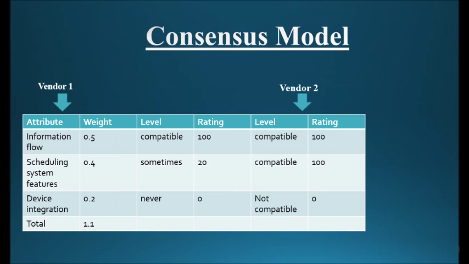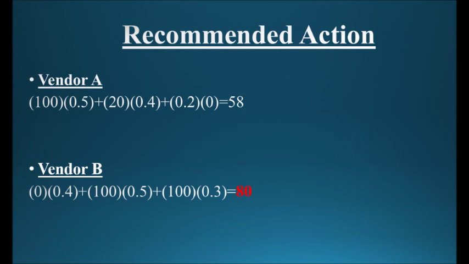Here are the two experts, the chief medical officer and the charge nurse. Information flow was 0.5, scheduling system features was 0.4, and device integration was 0.4, for a sum of 1.1. These calculations will help select the vendor.